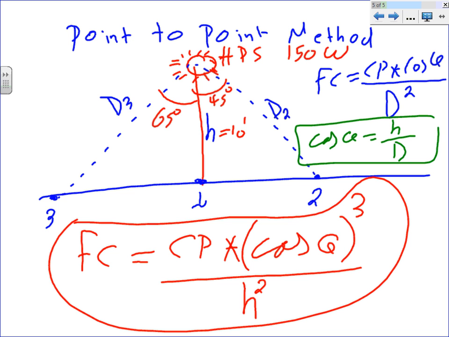So what I'm trying to find here, guys, I'm really physically trying to find the foot candle here, the foot candle here, and the foot candle right here. Okay? One thing is missing from this formula, guys. Can anybody tell me what's missing from this formula?